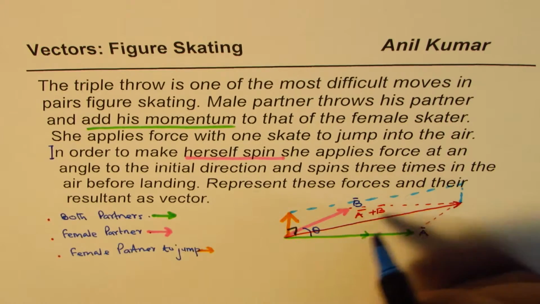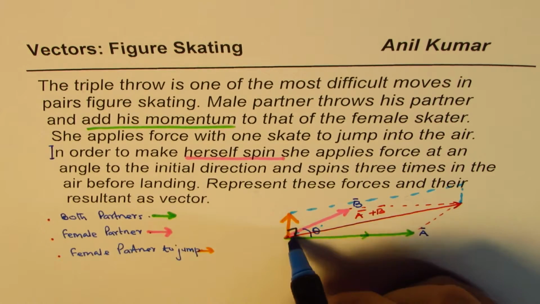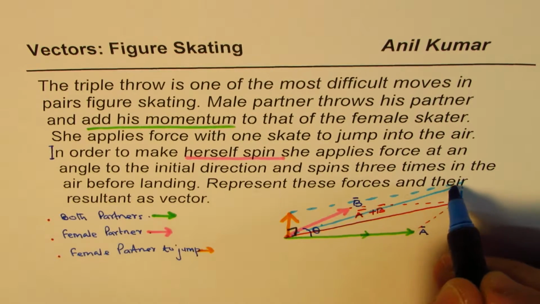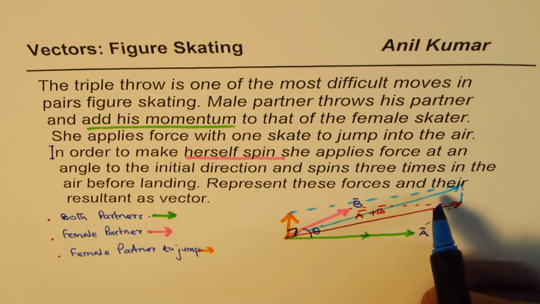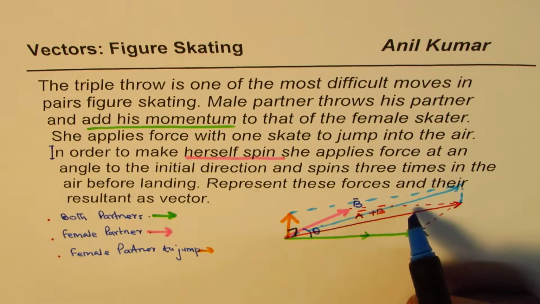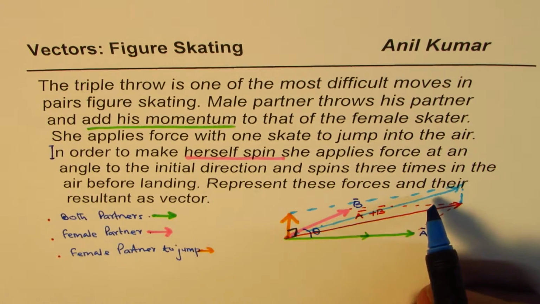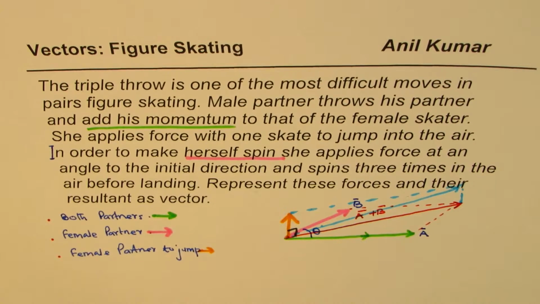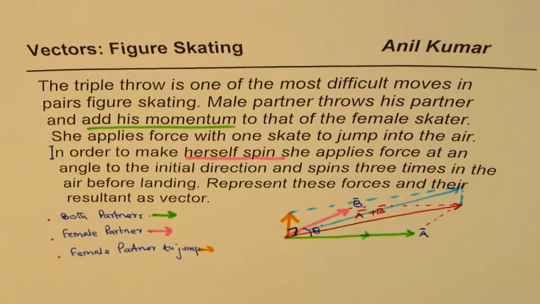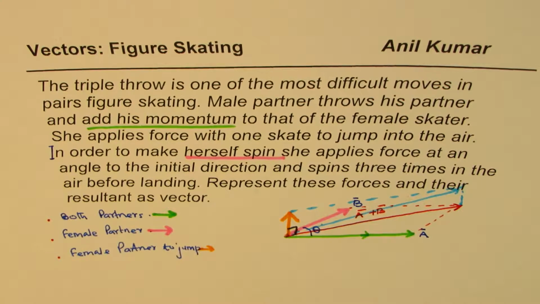So the resultant will be that the female will go in this direction, and during this time when she's in the air, she takes 3 spins and then lands perfectly to get a full score for that particular part of the skating, right? So that is how you could analyze it.